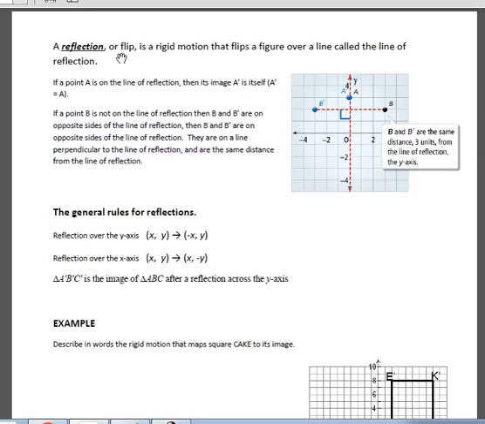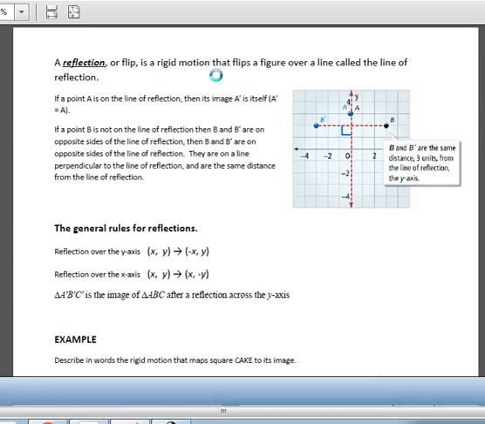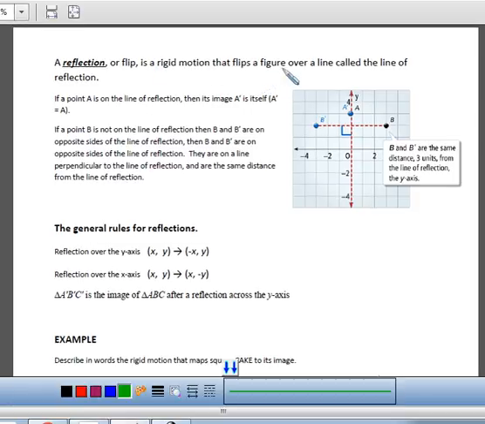A reflection, or flip, and you've heard me say that a bunch of times, is a rigid motion that flips a figure over a line called the line of reflection. Alright, so I want to point out a couple of things here. I've said flip many times. Rigid motion means basically that the figure or the point or whatever you're flipping stays the same, it doesn't change, over a line called the line of reflection. That's something else that's really important to be aware of.